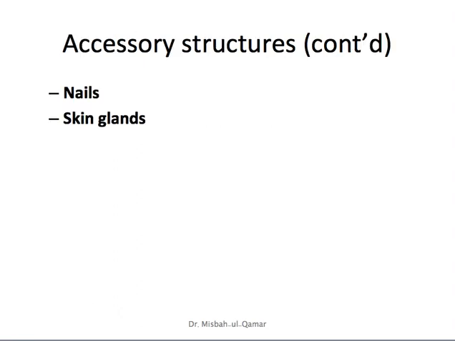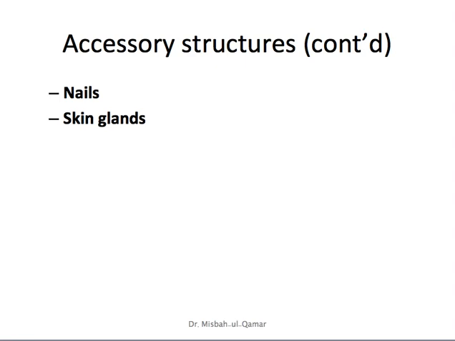So we have covered one of the accessory structures, which was hair, and then come nails and skin glands. So what are nails? A nail is basically an epithelium which has undergone extensive keratinization, and this extensive keratinization helps in the protection of the ends of our digits. Nails are derived from the nail beds, and these nail beds are living epidermal structures.